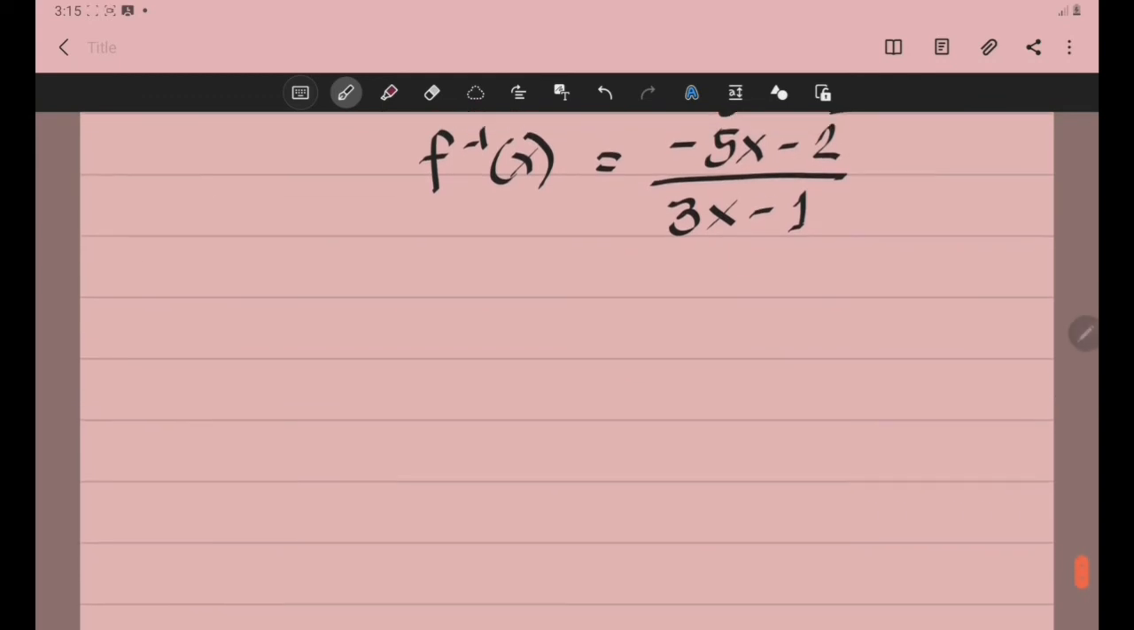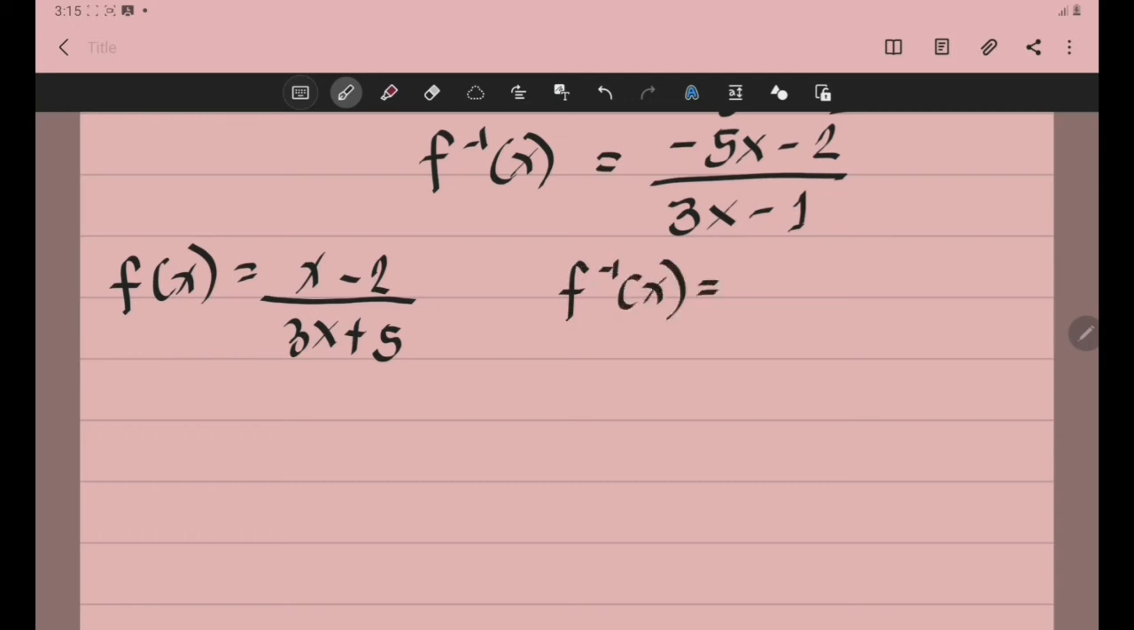After nating makuha yung inverse ng ating original function, i-rewrite ulit natin. Yung original function natin is f of x is equals to x minus 2 all over 3x plus 5 at yung nakuha nating inverse kanina. So, patunayan natin yung first property, which is the inverse of f inverse of x is equals to f of x.